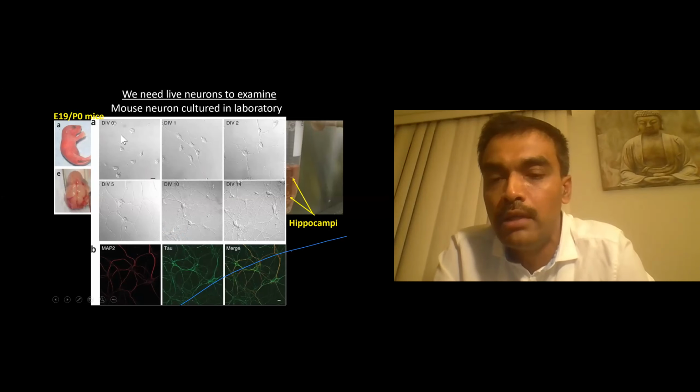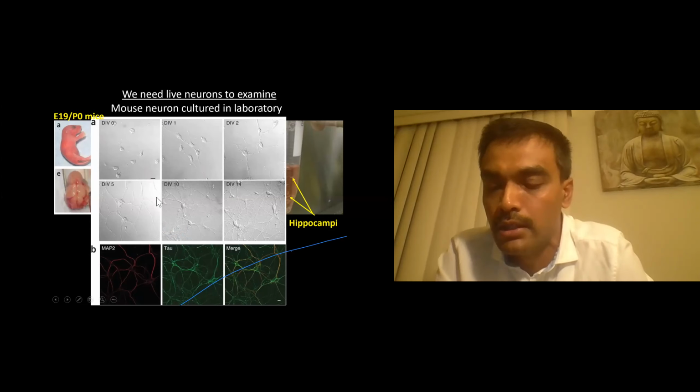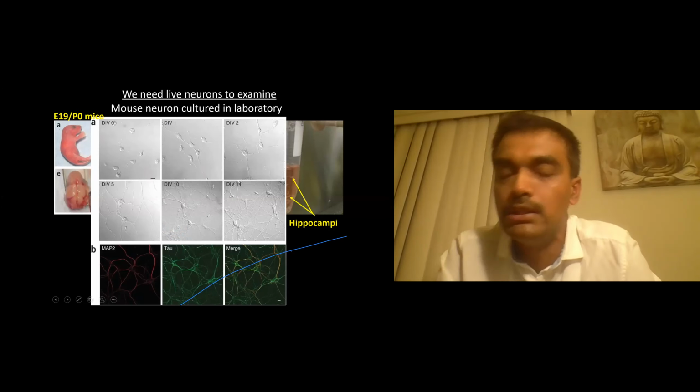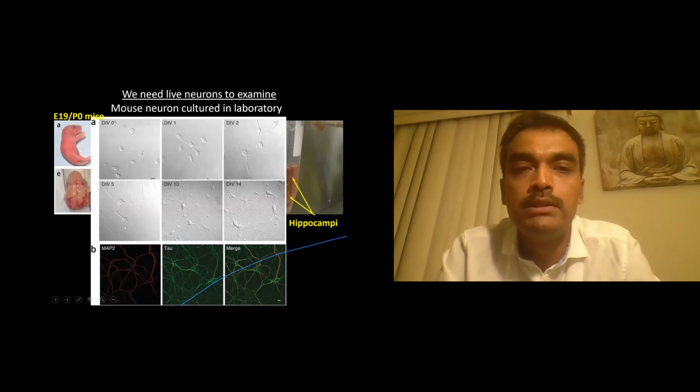And this is what I have stained here. You can see nice neurons connecting with one another. And in one slide, this is a single neuron I am showing you, where you can see a nice cell body. It's a textbook kind of picture I have taken for you, it's easy to understand.